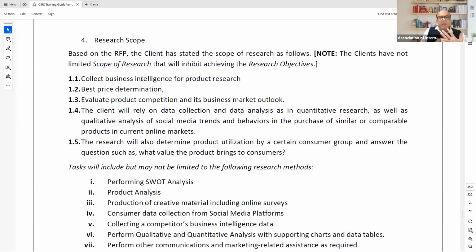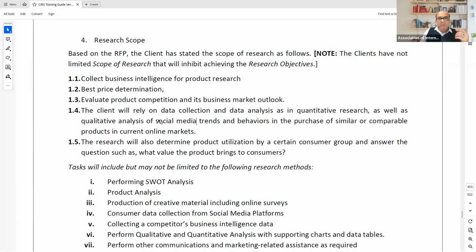Yet it has an impact on price determination. So they're working as one engine with a lot of moving parts. Evaluate product competition and its comparative analysis. You're going to do business competition. The client will rely on data and data analysis, so you have to do data analysis, and also be mindful that you will have to collect information from social media trends.